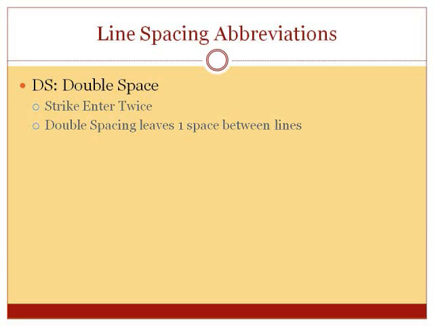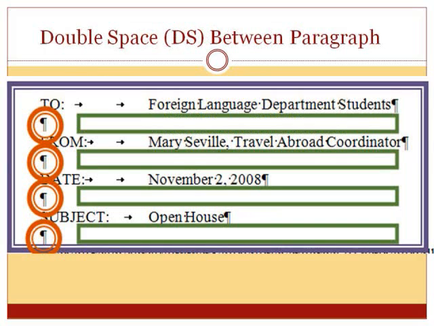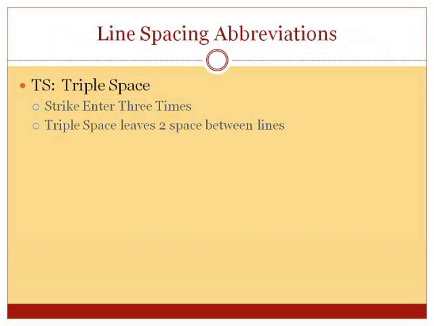DS stands for double space. Strike the enter key 2 times in order to create a double space. A double space leaves one line between paragraphs. If you'll notice on this slide, the green boxes represent a space in between each of the memo headings. The orange circles indicate a paragraph mark to show you that there is a double space within the memo heading.